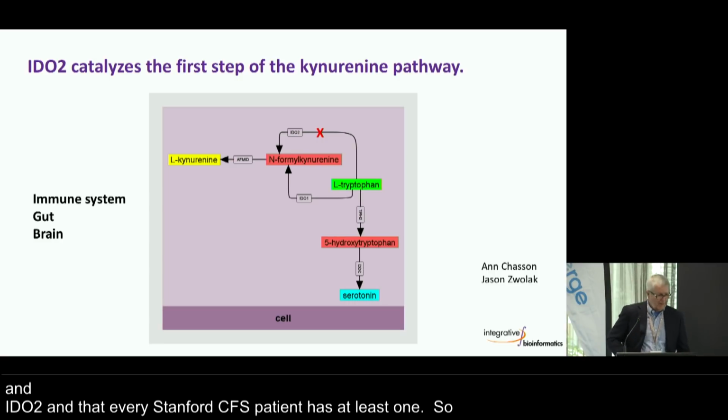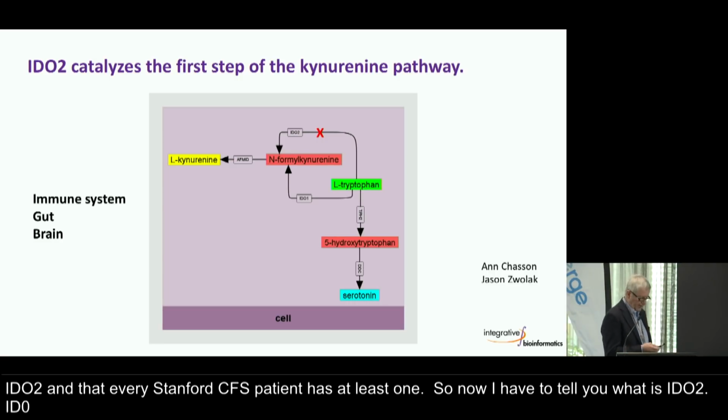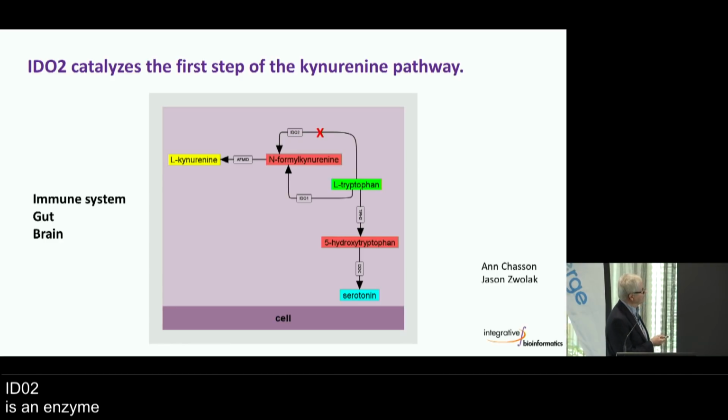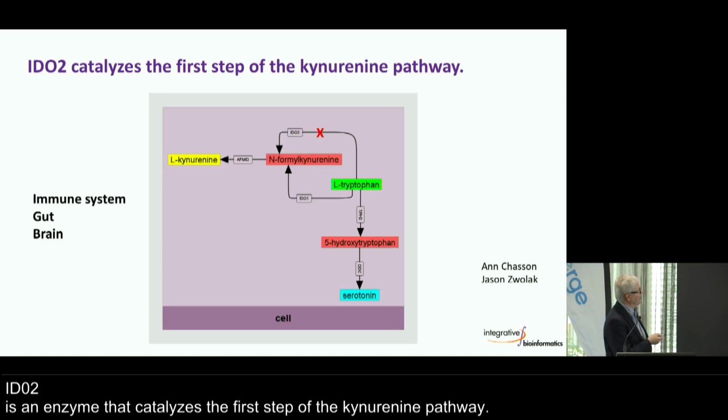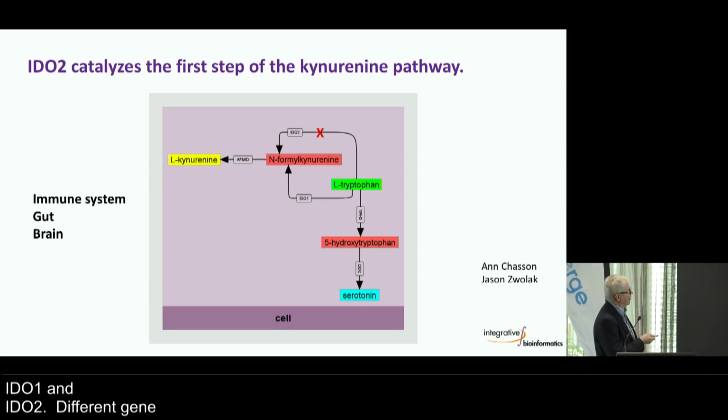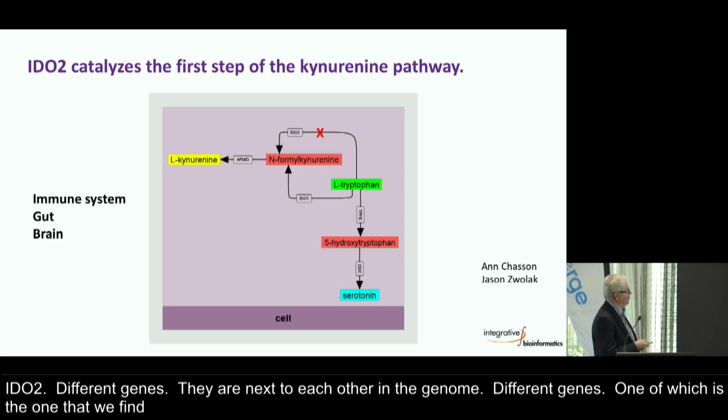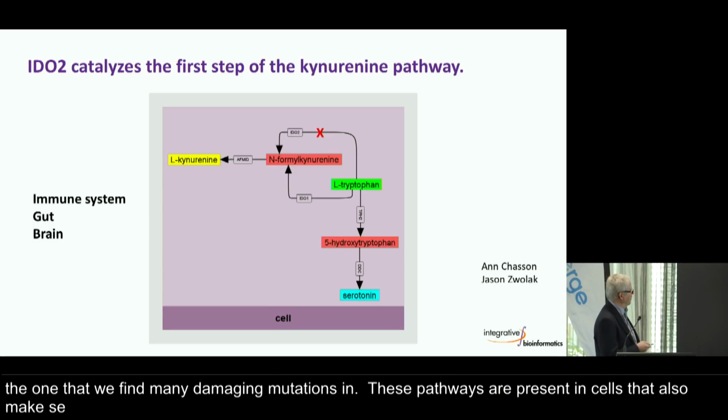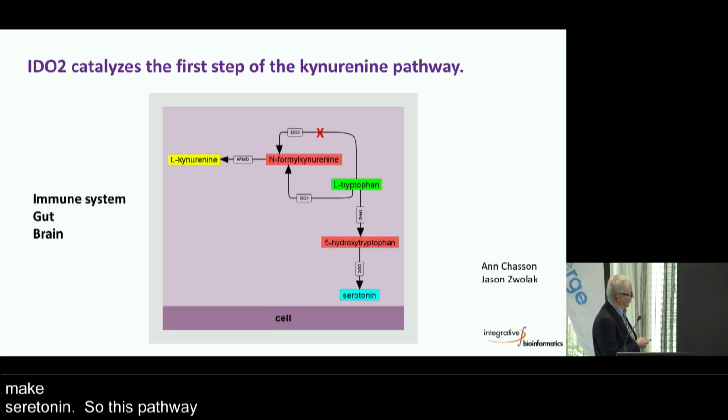IDO2 is an enzyme that catalyzes the first step in what we call the kynurenine pathway. So here's tryptophan, which is an essential amino acid, the precursor to kynurenine, thereby giving the name to this pathway. And there are 2 enzymes, IDO1 and IDO2, different genes. They are next to each other in the genome, one of which is the one that we find many damaging mutations in. These pathways are present in cells that also make serotonin. So this pathway is important in the immune system, the gut, and the brain.